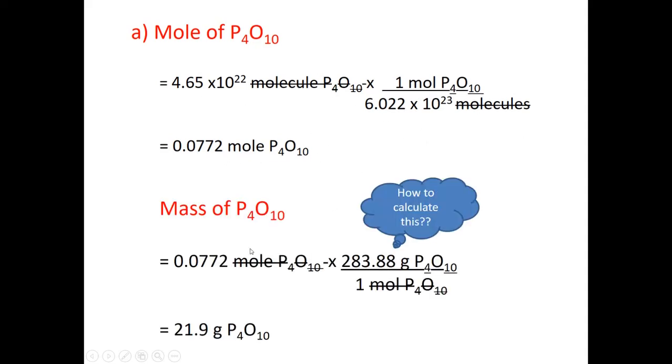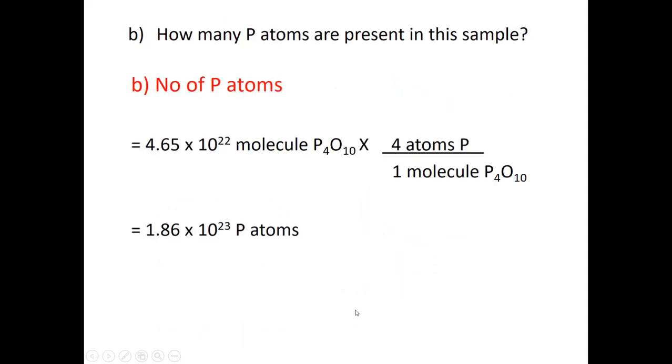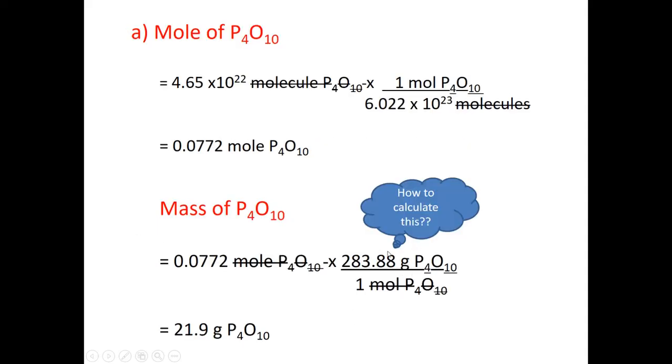And for the mass of P4O10, tetraphosphorus decaoxide, to calculate this, you need to take the 1 mole of P4O10. How to calculate this one? So you cancel the unit, and you get 283.88 gram. So you get this answer. Okay, please find by yourself how to get this one.